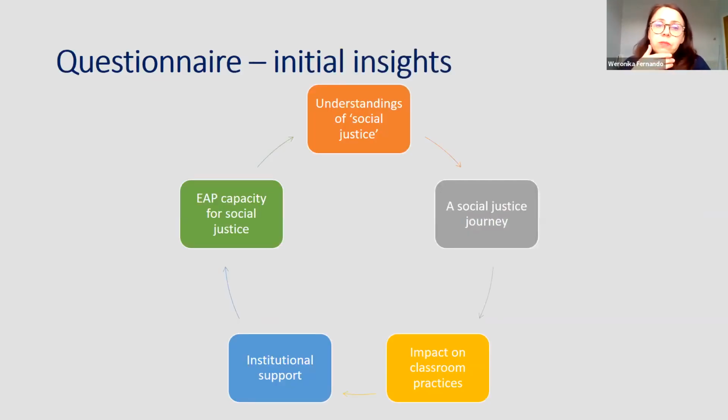So now moving on to the insights from our questionnaire. As you may remember, we have 5 different areas that we look at in the questionnaire in terms of social justice and EAP. So we have converted those questions into specific themes under which we are exploring specific codes. So we have understandings of social justice, a social justice journey, impact on classroom practices, then institutional support, and then EAP capacity for social justice. So this is a way of introducing the project.